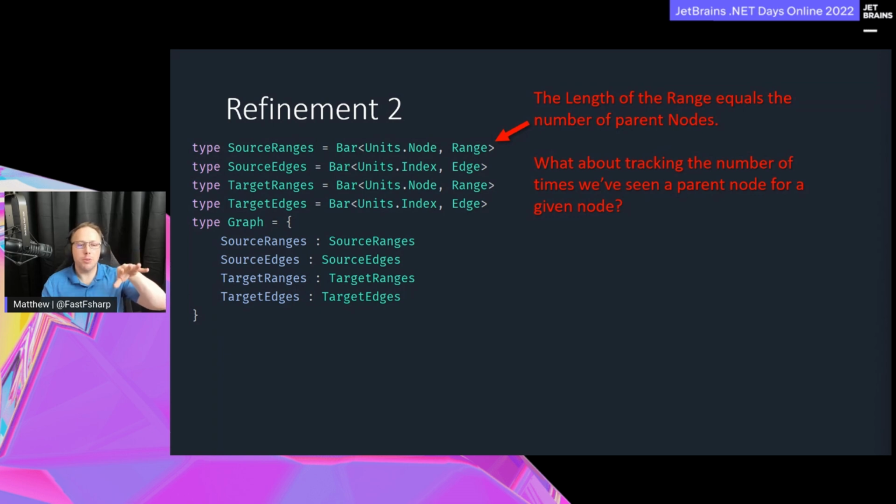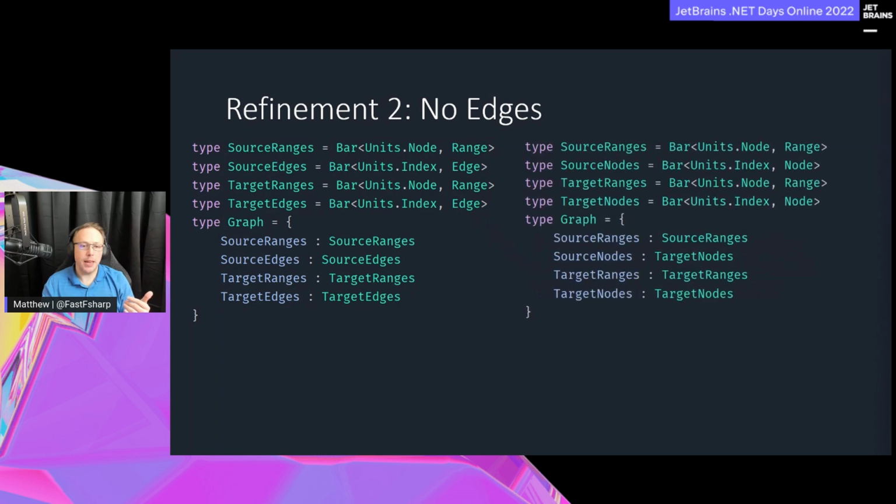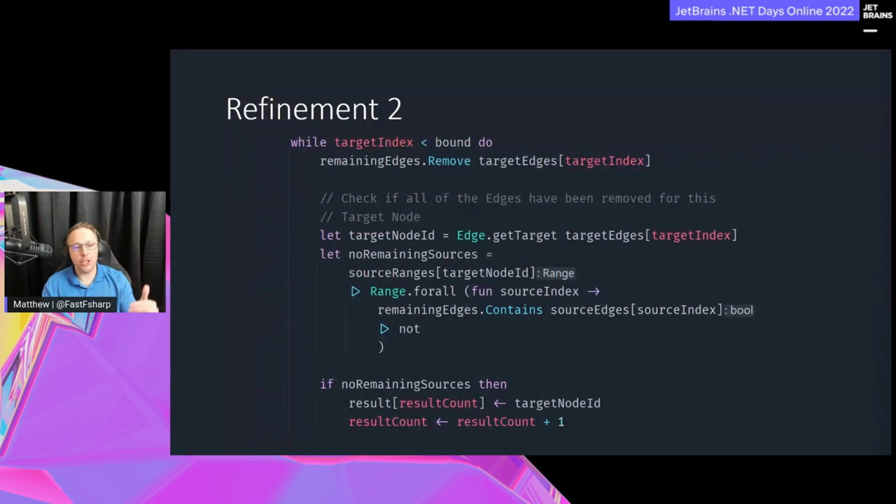Okay, well, that means we don't really need edges. And if we don't need edges, why not just store the nodes here for source edges and target edges? Because we're not using edges anymore. We're just using counts. And so we're going to change the way we represent our domain to say, hey, we now have source nodes instead of source edges and target nodes instead of target edges. And this is going to change our algorithm a little bit.